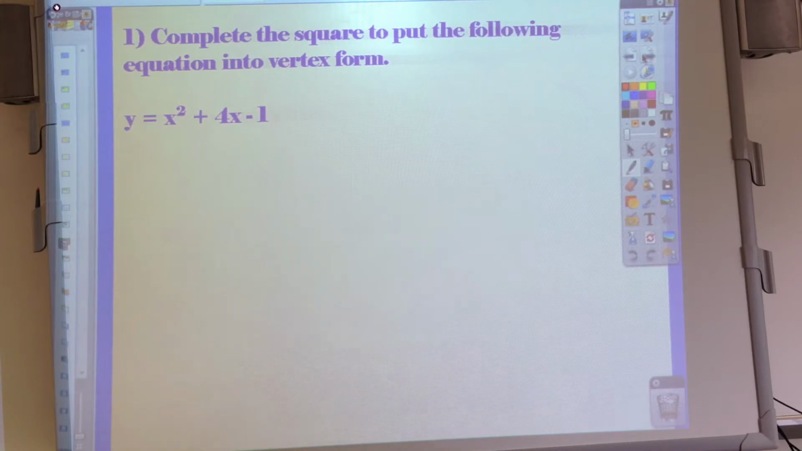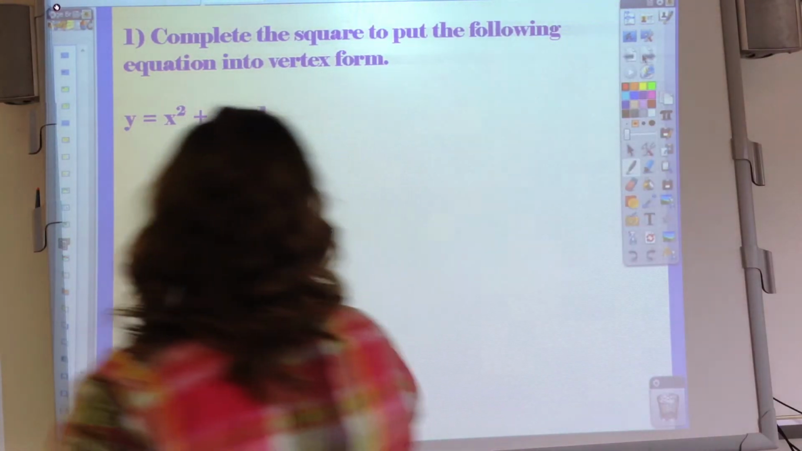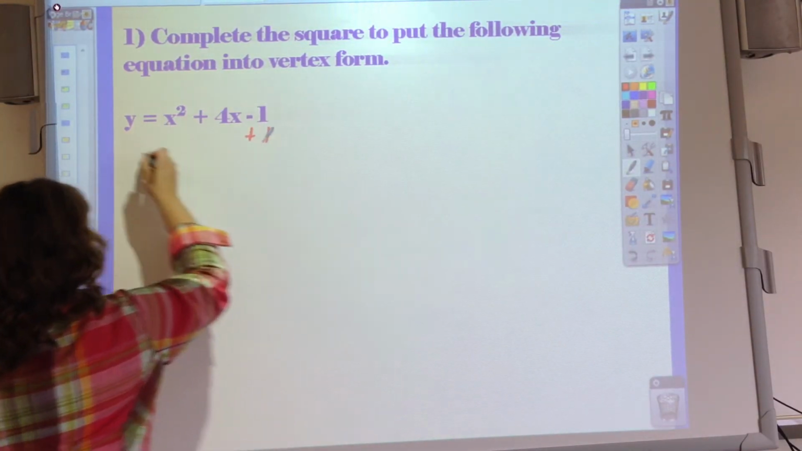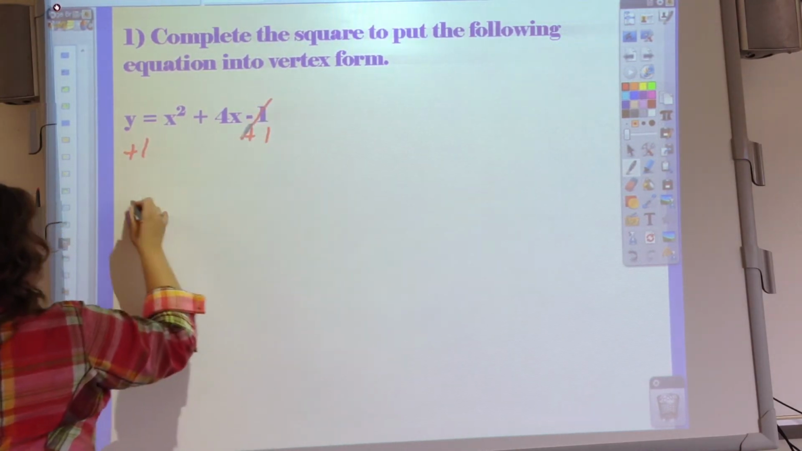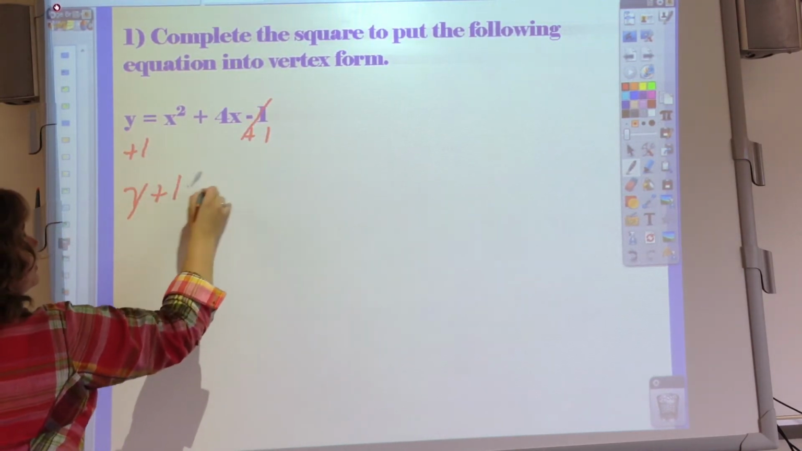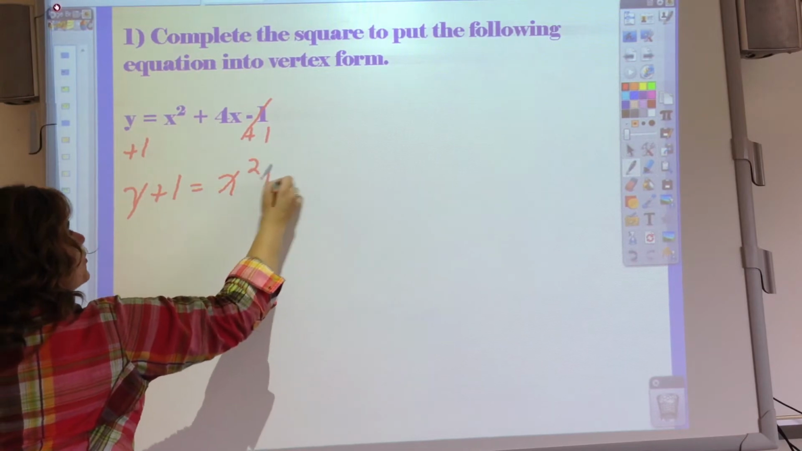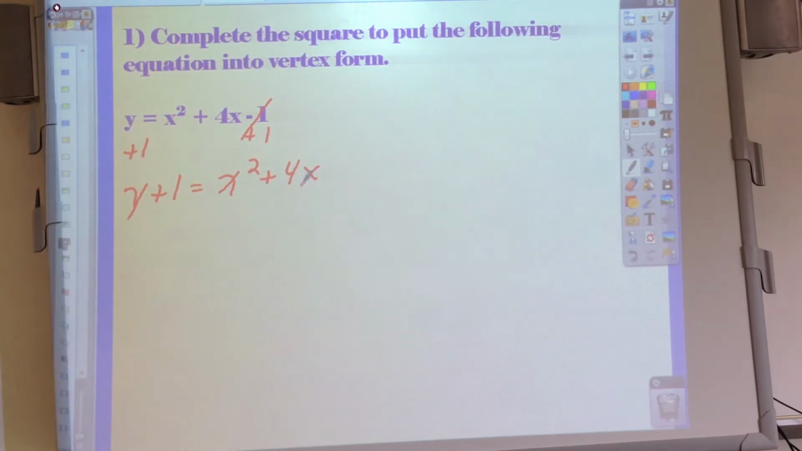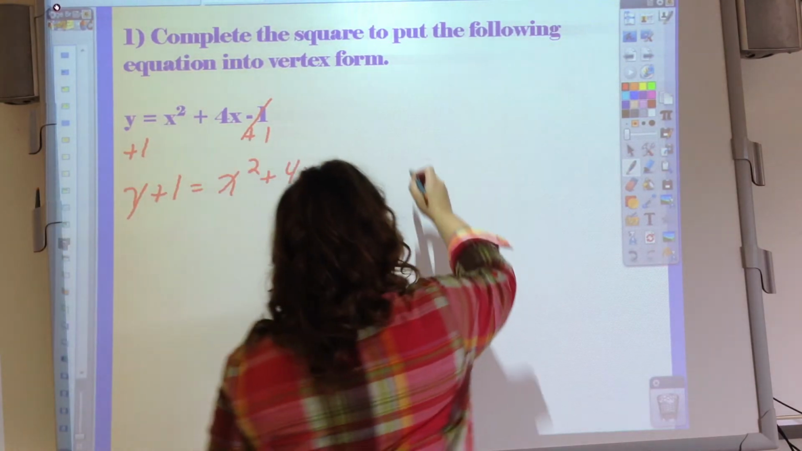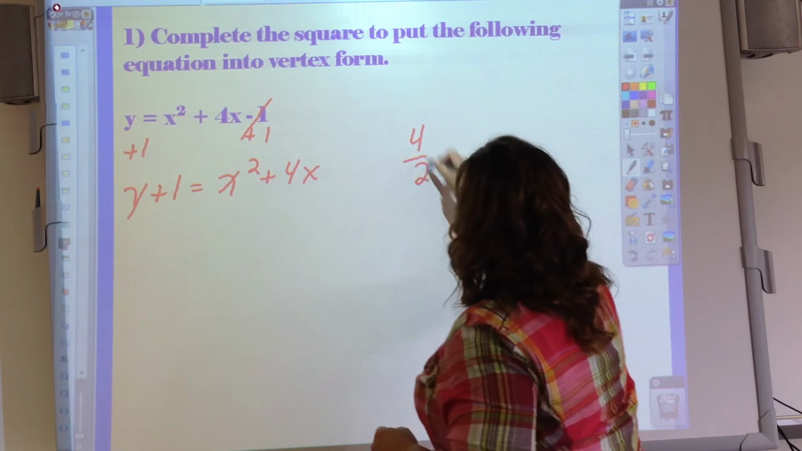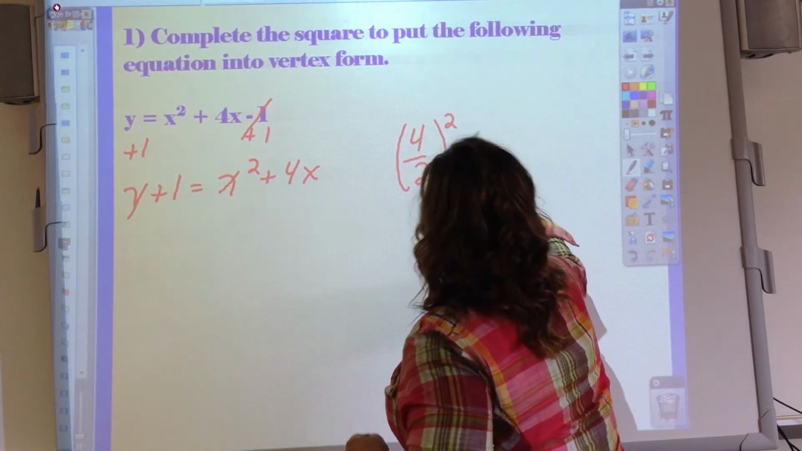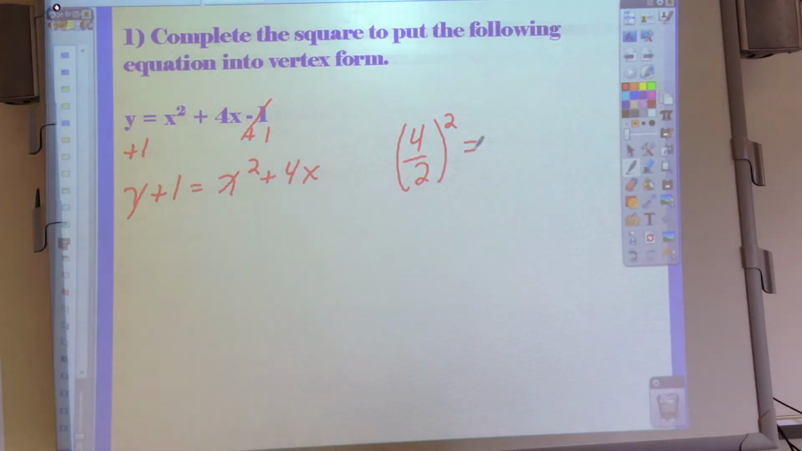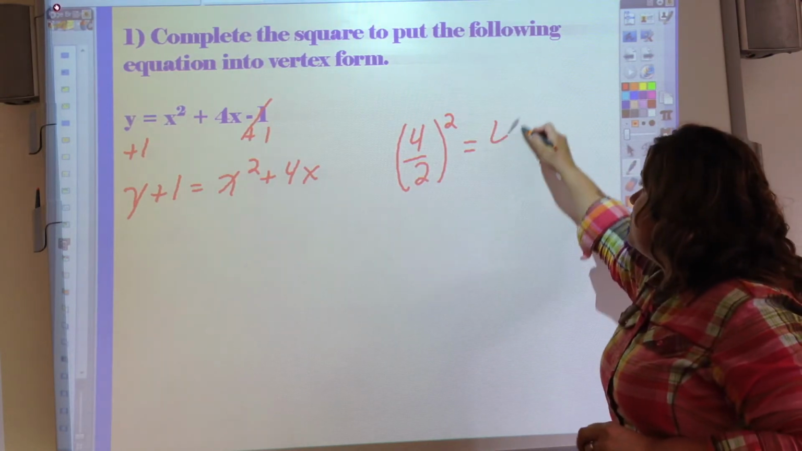I'm going to add 1 on both sides in order to move C. I added on both sides. Now I have y plus 1 equals x squared plus 4x. In my next step, I find b, divide it by 2 and square it. My b in this case is 4. I divide it by 2 and square it. 4 divided by 2 is 2, and squared is indeed 4.